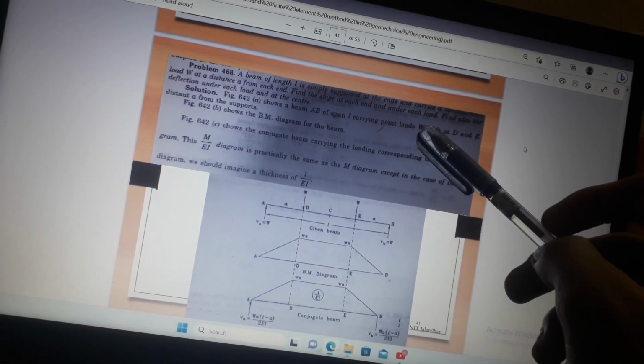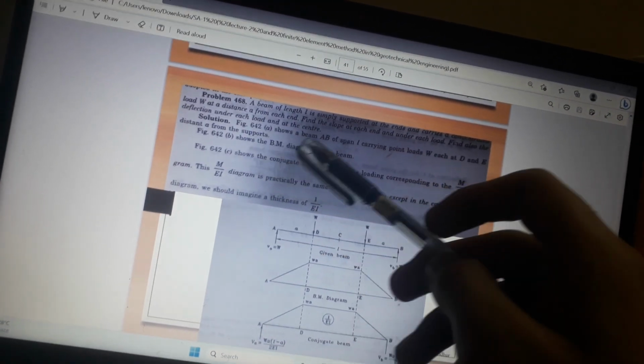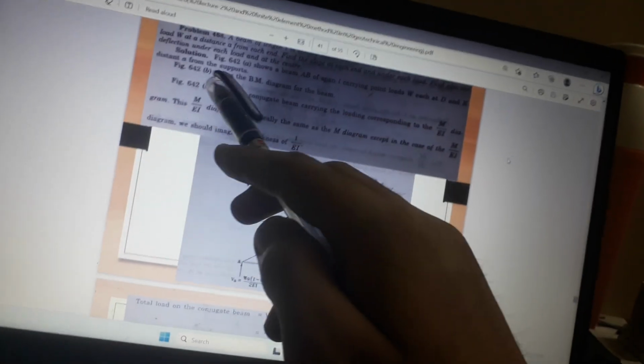Figure 6.42a shows a beam span of length L carrying point loads W each at D and E, distant A from the supports. Figure 6.42b shows the bending moment diagram for the beam. Figure 6.42c shows the conjugate beam carrying load corresponding to the M by EI diagram.